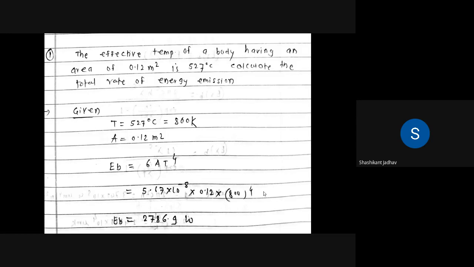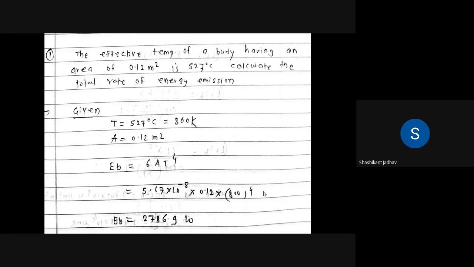So write down the equation. AB is equal to sigma into A into T raised to 4. So what is the standard value of sigma? That is the Stefan-Boltzmann constant, 5.67 into 10 raised to minus 8, into area, which is given as 0.12, and temperature is given as 800 raised to 4. So from that we get the total rate of energy emission, that is 2786.9 watt.